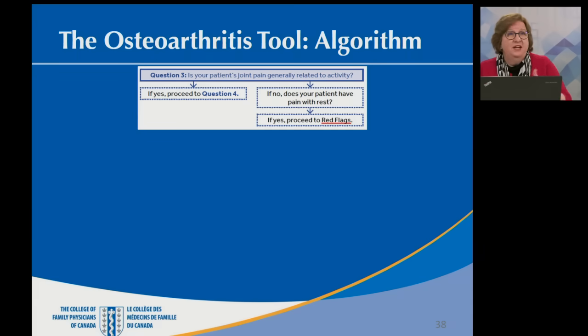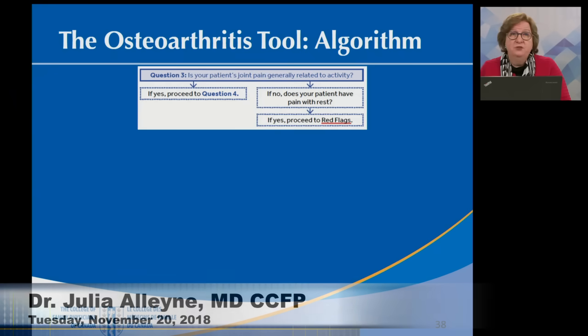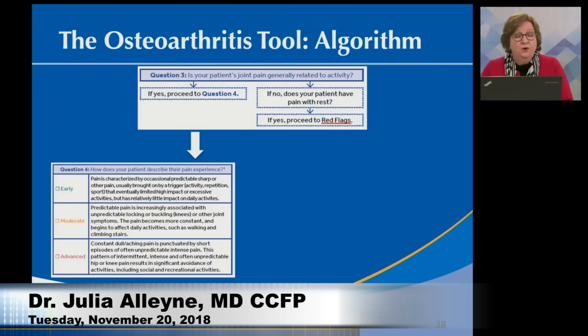Once you have done that and you are now thinking this is osteoarthritis, I then want to know, is your patient's joint pain generally related to activity? And if, again, it is not related to activity, you're going to think about red flag. But if it is, you can proceed to question 4. What is question 4? The description of pain.